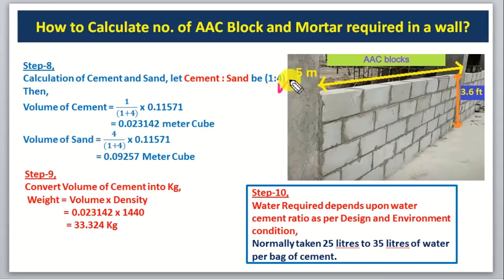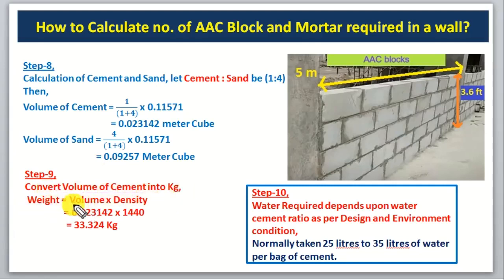Now we have to calculate volume of sand. Here the volume of sand is 4 parts, so 4 divided by, same here, 1 plus 4, and total dry volume of mortar. So after calculating we will get how much? 0.09257 meter cube. So guys, we have calculated volume of cement as well as volume of sand, but cement is found in kg or in bags, so we have to convert this volume of cement into kg. So in step number 9 we will convert the volume of cement into kg.